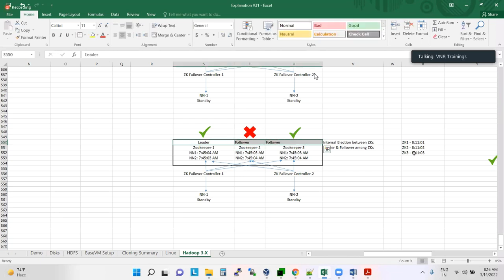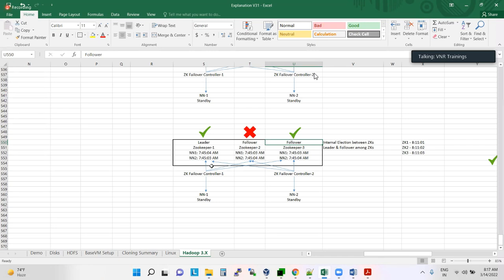Now tell me, one follower is down here. One follower zookeeper is down. Now I have one leader zookeeper, one follower zookeeper. When there is a tie scenario, we are coming up with a solution for the tie scenario.